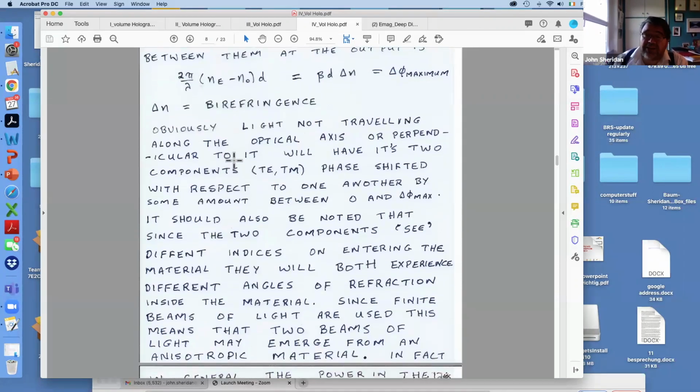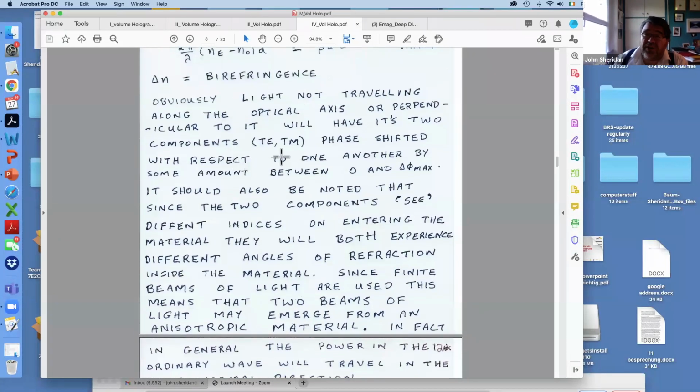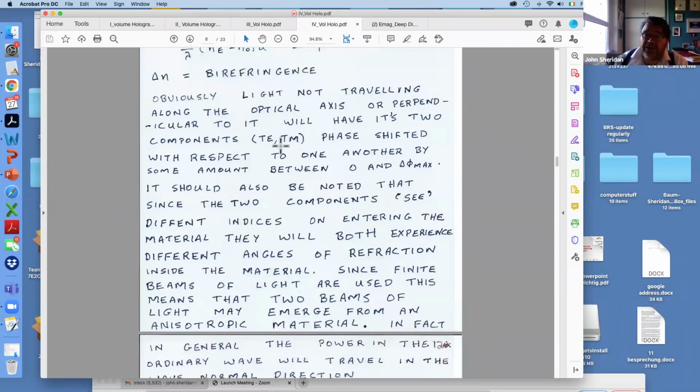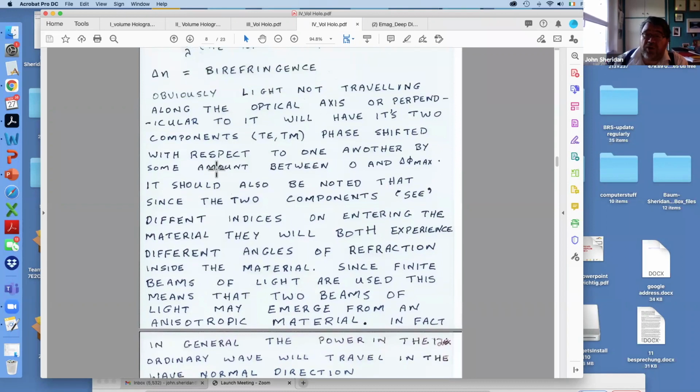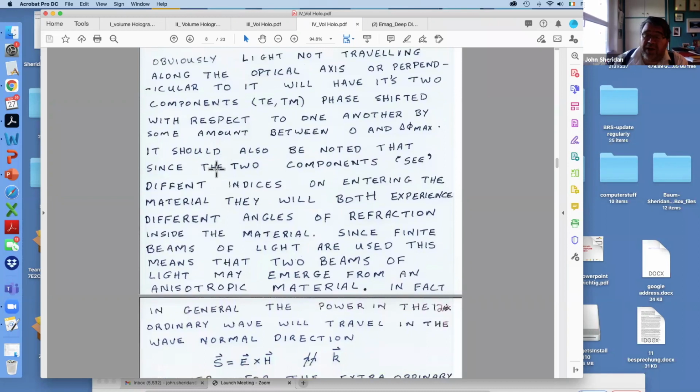Obviously, light not traveling along the optical axis or perpendicular to it will have its two components, the TE and the TM components, the two perpendicular orientations of the E field, phase shifted with respect to one another by an amount between 0 and Δφ max, depending on the thickness.